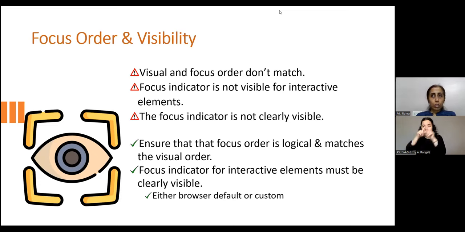It is not a blocker issue. It's not a critical issue, but definitely a major issue, because it will take them longer to be assured that, yes, they are on the right element, which is currently under focus, because visually it is telling them a different story. What needs to be done is define a logical tabbing order, which is matching with the visual order. And secondly, make sure that all interactive elements have a clearly visible focus.